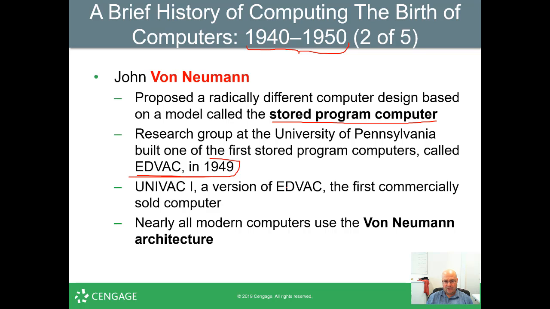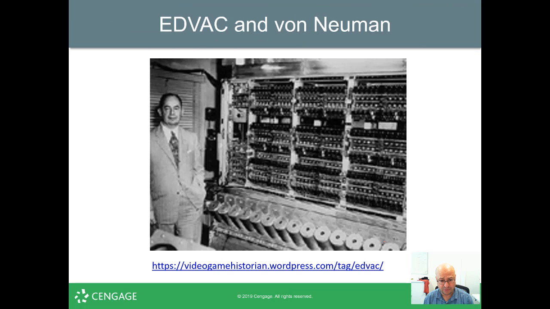EDVAC 1 was the first commercially sold computer, and nearly all modern computers use the von Neumann architecture that we're going to see during this topic. And this is von Neumann, and this is von Neumann next to, I think, ENIAC. I'm not sure if that's EDVAC. But von Neumann, please look into him. He was also part of the Manhattan Project. He knew a great deal of nuclear physics as well. He was a genius, one of the greatest minds of the 20th century.